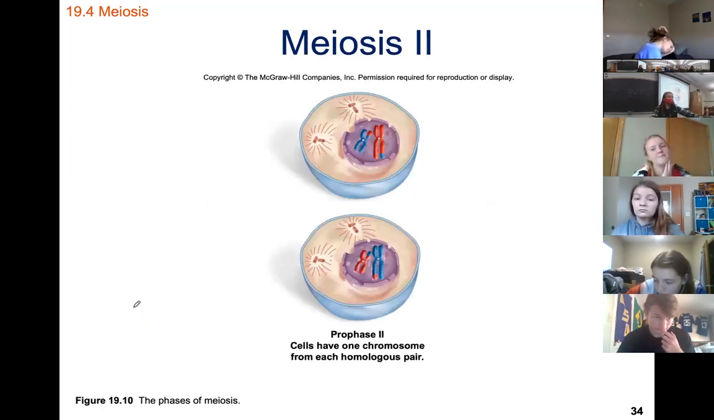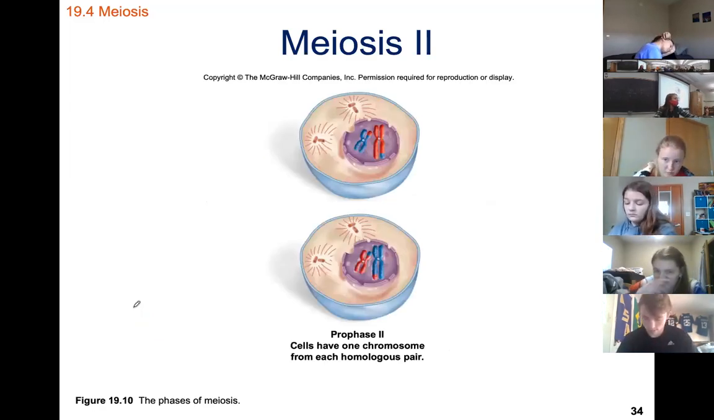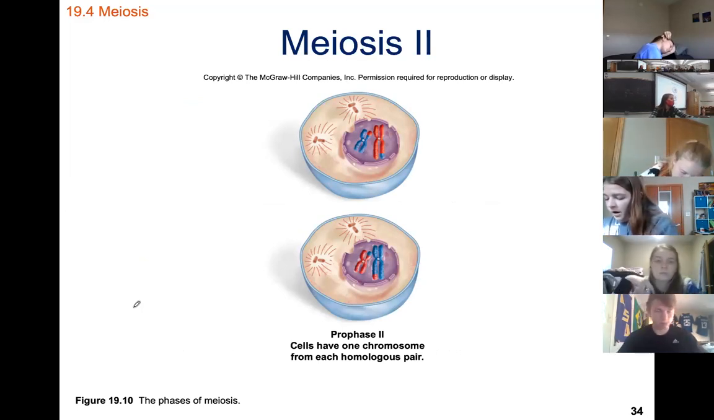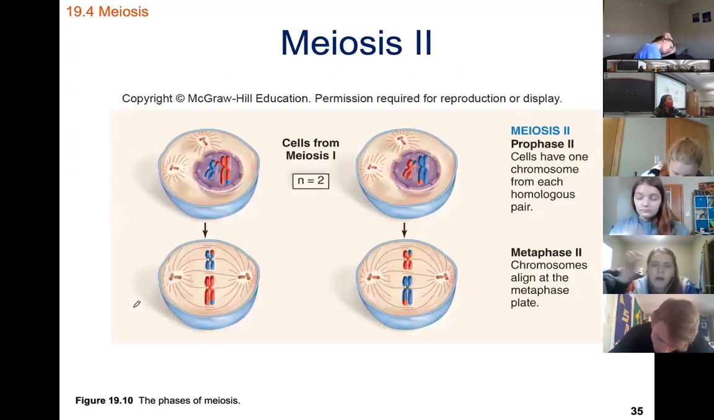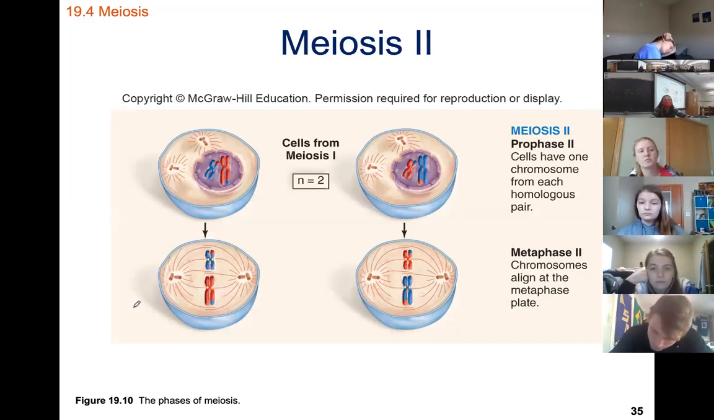So here's a little image about prophase 2. The chromosomes of those 2 daughter cells condense and become more visible. Then you move on to metaphase 2, which comes after prophase 2. This is where they line up in the center. Do you see now in this picture, there was some crossing over.